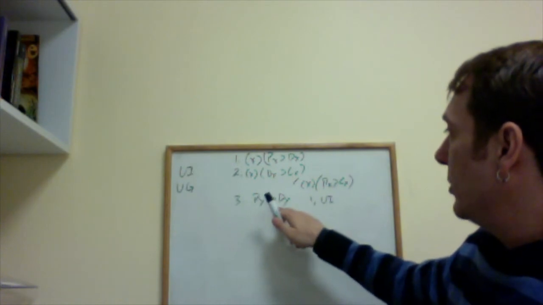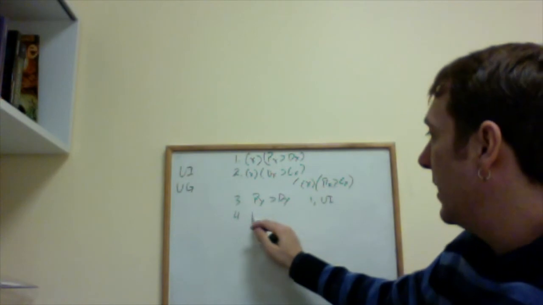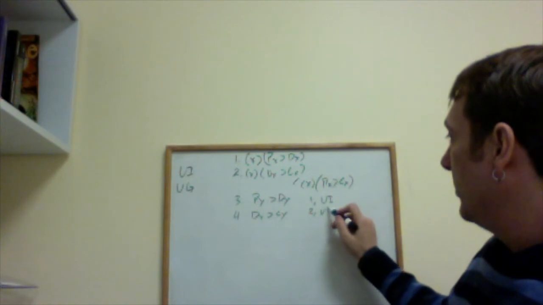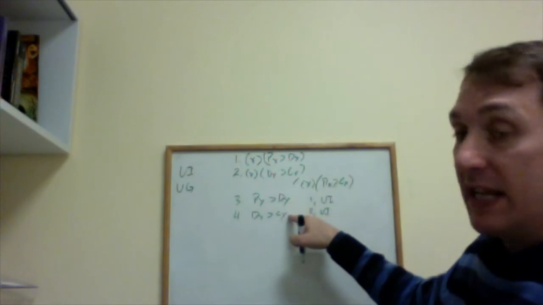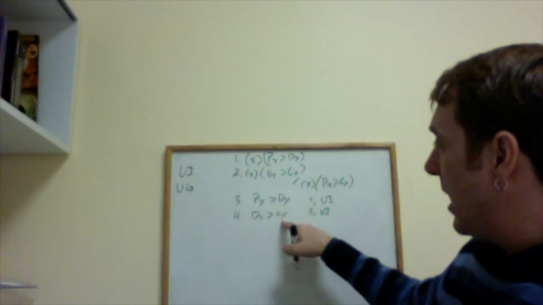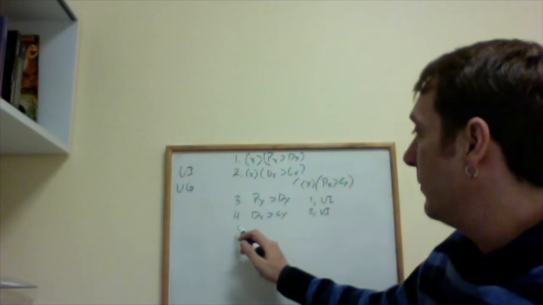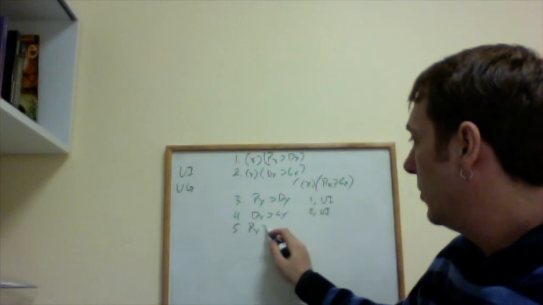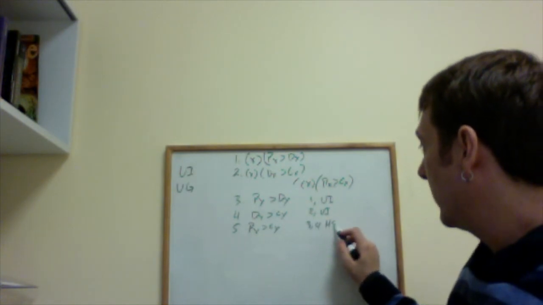So now we have Py horseshoe Dy. We do the same thing here. So we write down line 4, and we're going to have Dy horseshoe Cy, and we got that from line 2 by universal instantiation. And the only thing that matters here is that we chose the same instantial letter. So if we chose Py horseshoe Dy, then we need to make sure we stick with y, otherwise we're not going to be able to do our hypothetical syllogism. So now we have them here, and we can write down line 5, Py horseshoe Cy, and we got that because lines 3 and 4 are hypothetical syllogism.